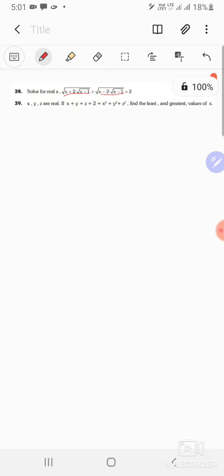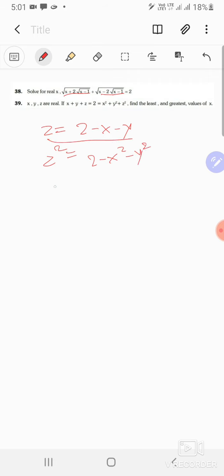You have x, y, z are real, if x plus y plus z equals 2, and it is also equal to x squared plus y squared plus z squared. Find the least and greatest values of x. Okay, so what can we do? We can say that z equals 2 minus x minus y, and z squared is equal to 2 minus x squared minus y squared.